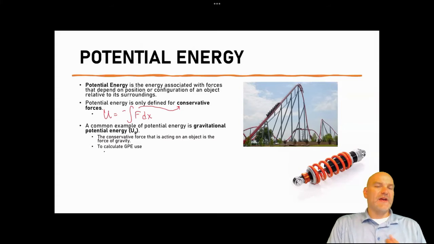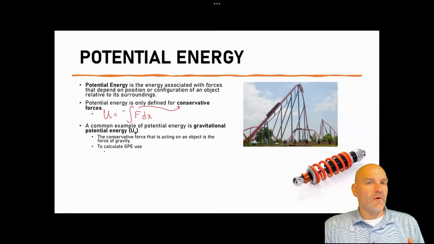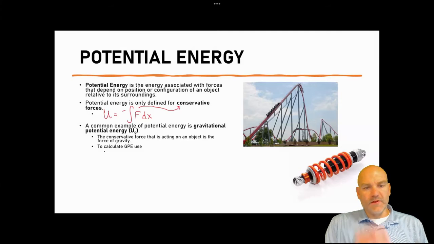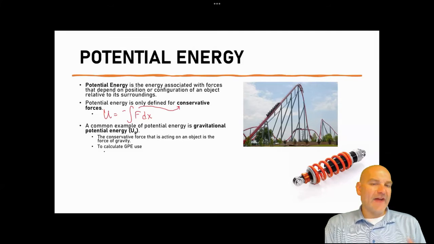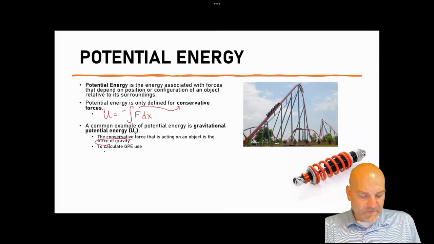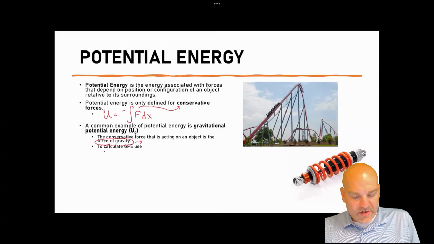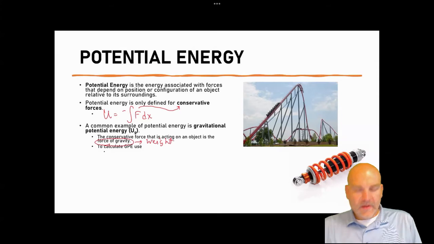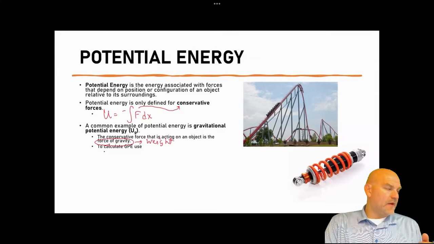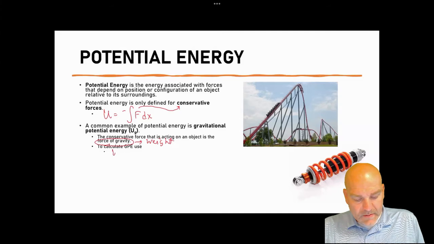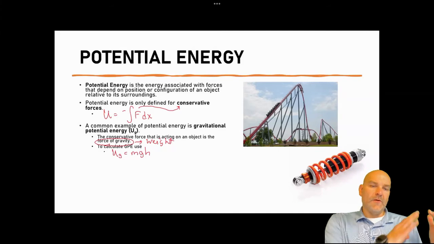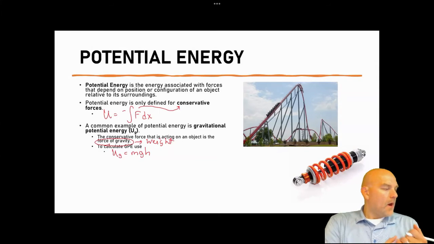So the first common example of potential energy is what we call gravitational potential energy, or U sub G. And so the conservative force that is acting on the object in this case is going to be the force of gravity, which, remember, is an object's weight. And we can simply calculate that by doing U sub G equals mgh. So mass times acceleration due to gravity, times the height, okay?